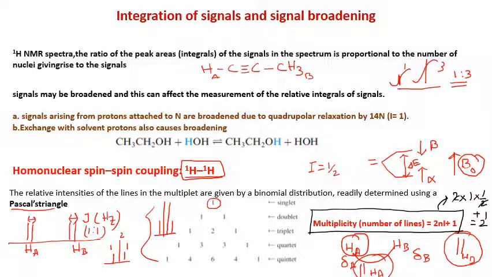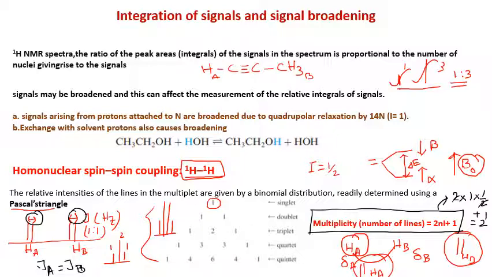And lastly, one important point is about this coupling constant. When two protons, HA and HB, are adjacent to each other, directly attached, then the coupling constant J for HA and HB will be exactly the same value. HA causes the splitting of HB and HB causes the splitting of HA. In that case, the coupling constants JA and JB will give the same value.